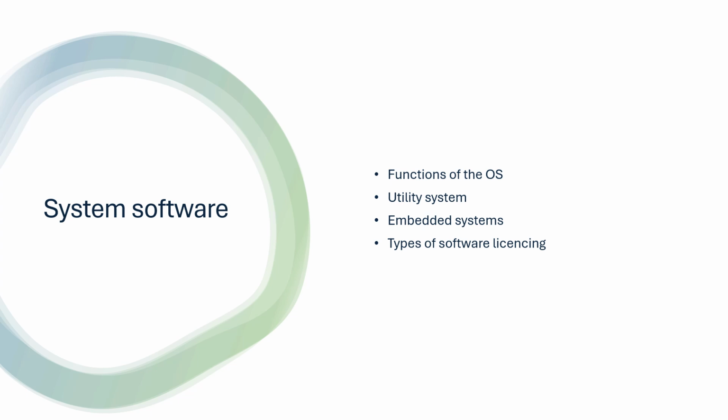System software, we need to know functions of the OS. What does it do for the computer? Utility system and software, how does that work? What an embedded system is, and types of software license, your open source software, etc. This last one can also come up as your 8-mark question.